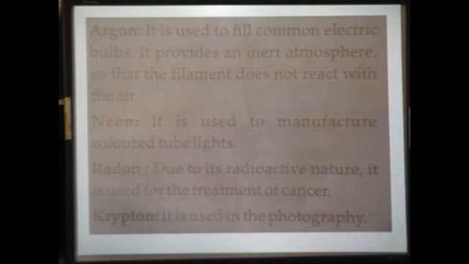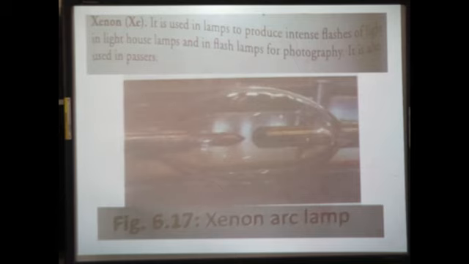And what is the use of krypton? It is used in photography. Then what is the use of xenon? Xenon is used in lamps to produce intense flashes of light in lighthouse lamps and in flash lamps for photography. These flash lamps are made up of xenon. You can see a xenon arc lamp here. It is also used in projectors.